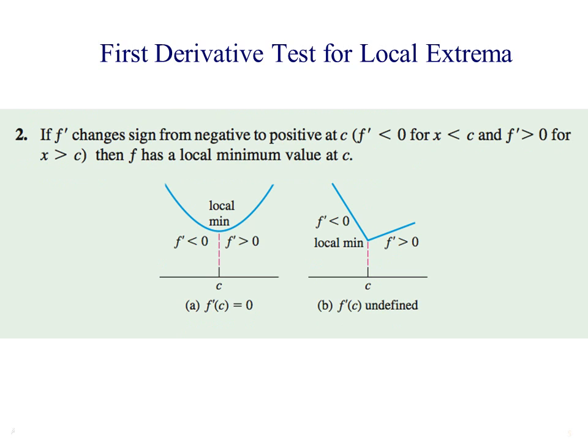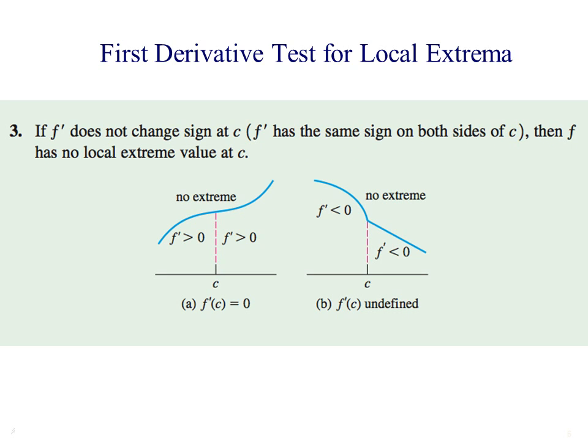For the second case, the derivative changes sign from negative to positive. This indicates a local minimum. Again, it holds for both cases, when the derivative is 0 and when the derivative is undefined.